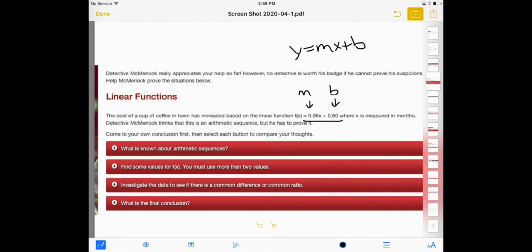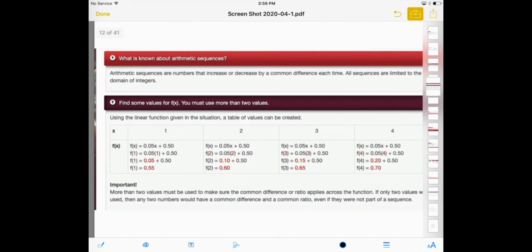What is known about arithmetic sequences? Well, we know that they increase or decrease by a common difference, so you have to be adding or subtracting, and they're also limited to a domain of integers. So you can't plug in something irrational or random like the number pi, but it has to be an integer, a typical number that you find on the number line.